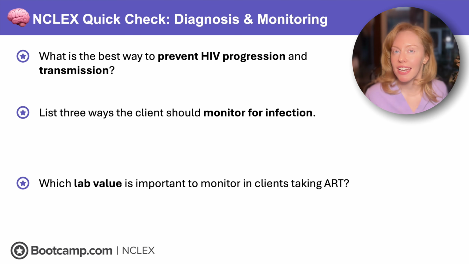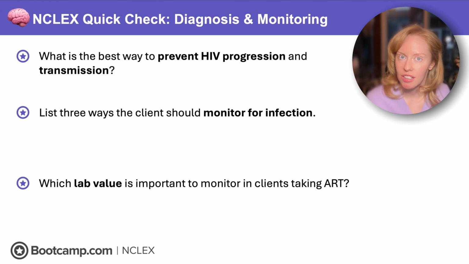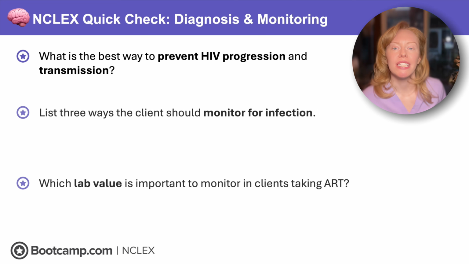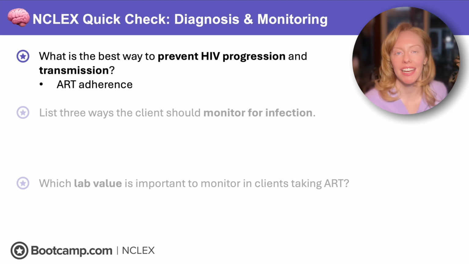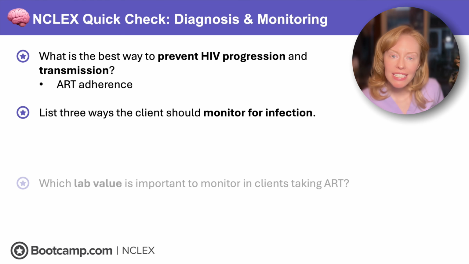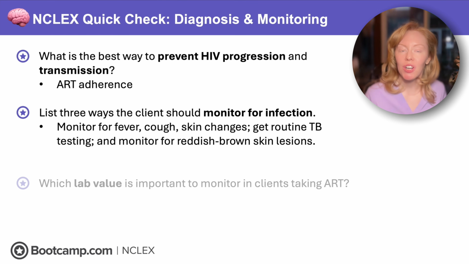All right, for your last NCLEX quick check, pause and take a moment to answer. What is the best way to prevent HIV progression and transmission? I hope you know it by now. It's antiretroviral therapy adherence. List 3 ways the client should monitor for infection. These clients should monitor for fever, cough, and skin changes. They should get routine TB testing and should monitor for the reddish-brown skin lesions of Kaposi sarcoma.